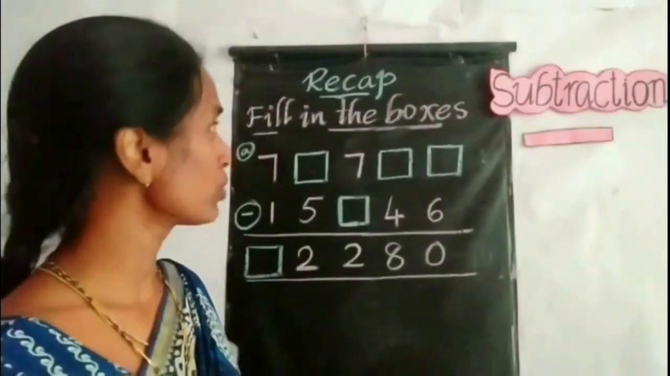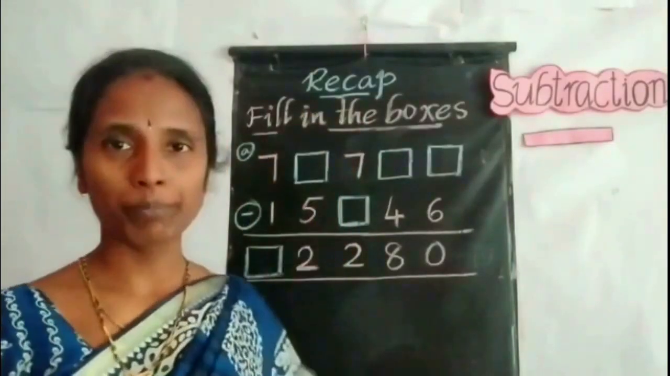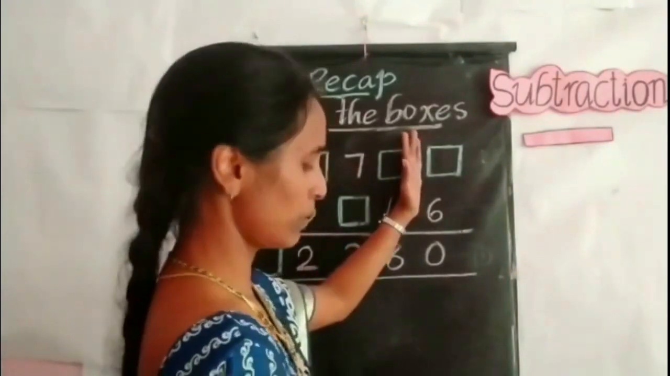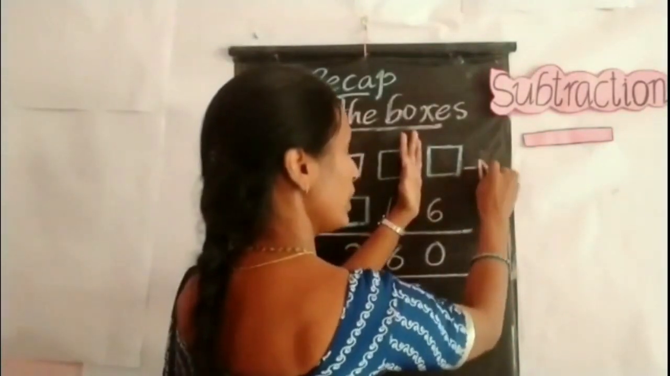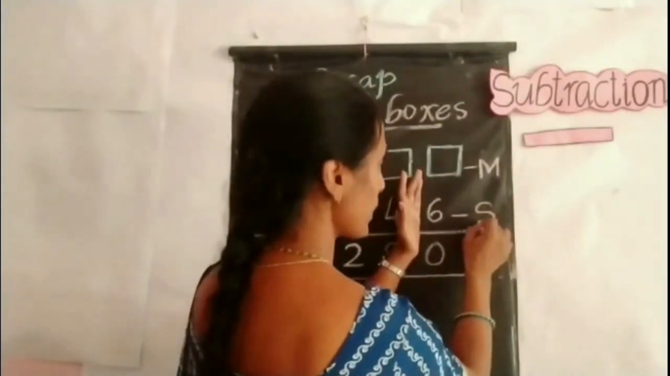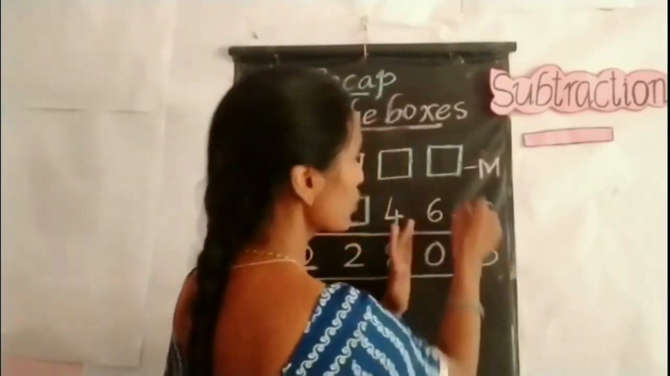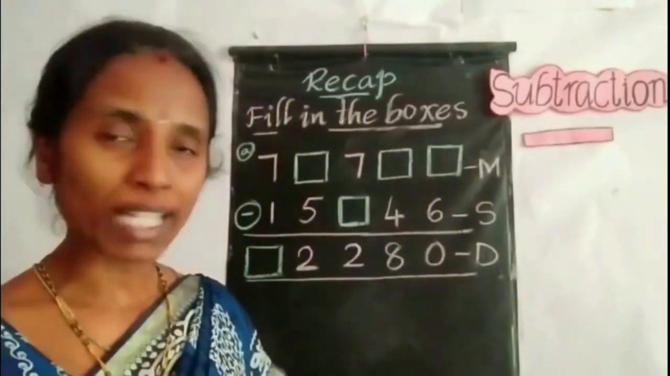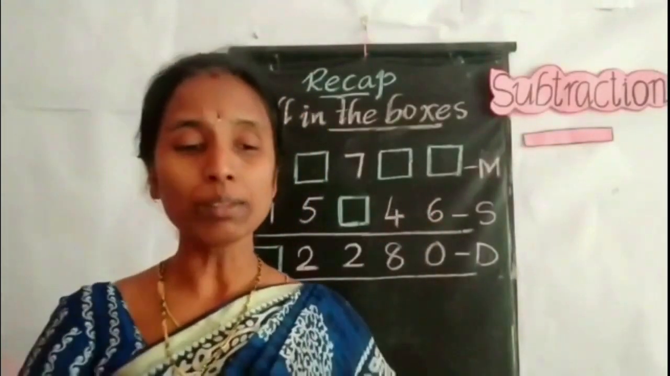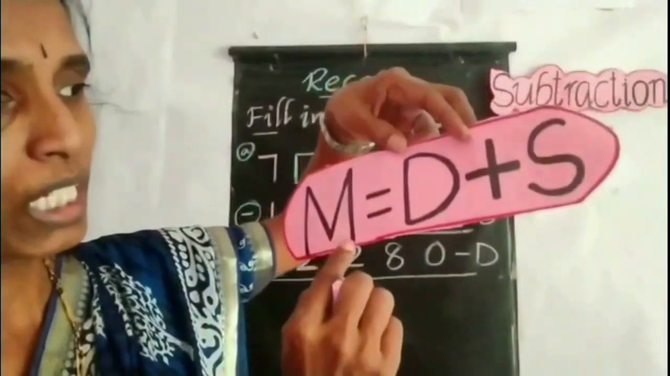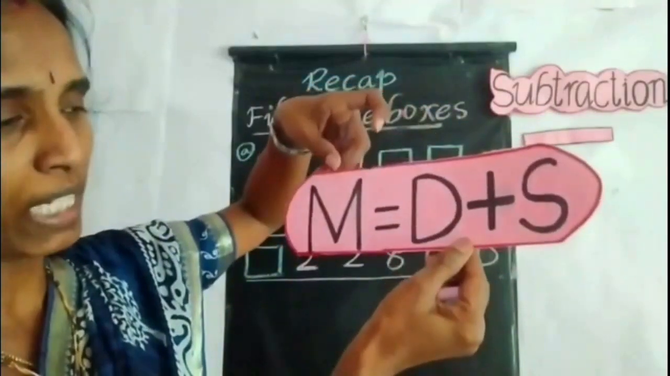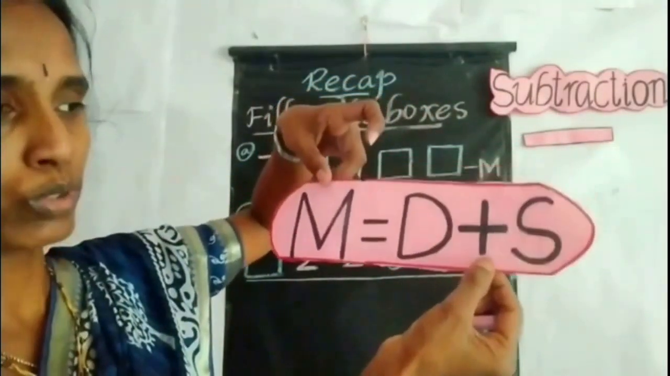Now I'll explain how to fill in the boxes from the recap. Let us start from the ones place. Here in the ones place, the first number, the minuend, is missing. So we have to find the minuend. Subtrahend is given and difference is also given. To find the minuend, what do we have to do? To find the minuend, the difference and subtrahend both should be added.